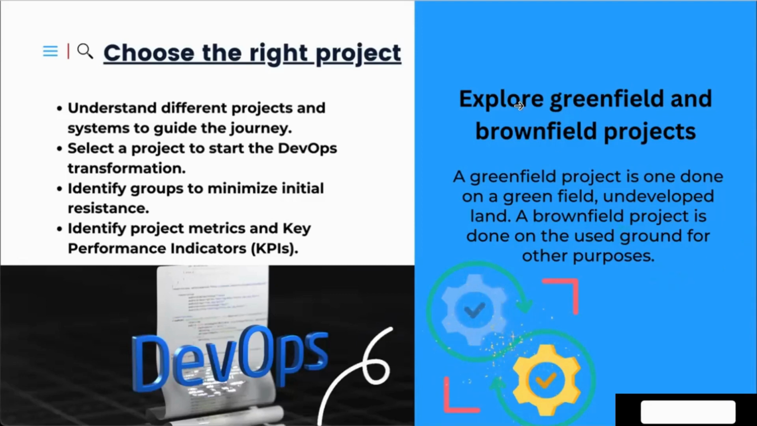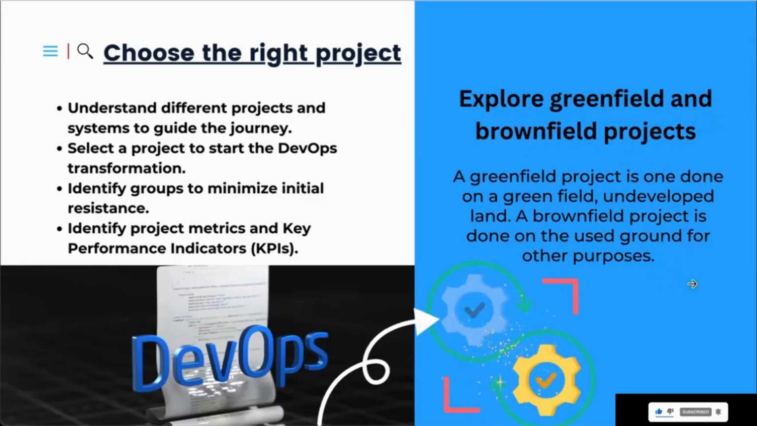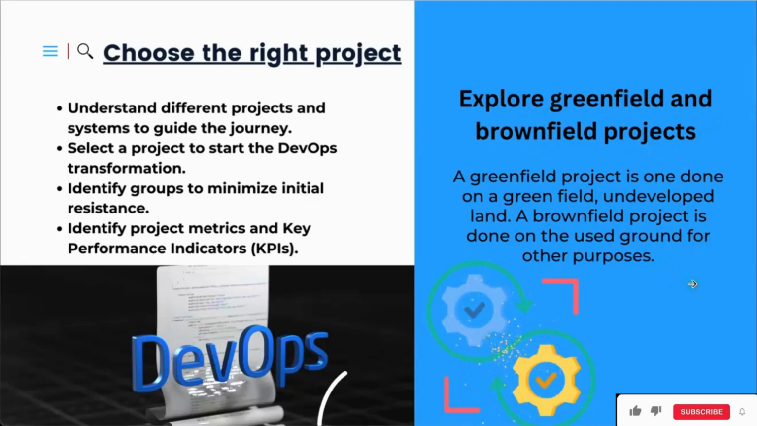Basically, we have two types of projects you can build. One is the greenfield and the other is the brownfield project. A greenfield project is one done on a greenfield, undeveloped land. A brownfield project is done on used ground, used for another purpose. So this is what is clearly written here, right?